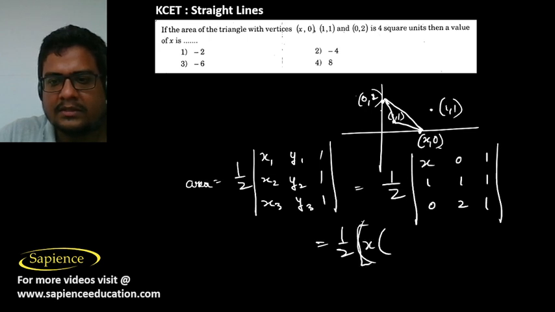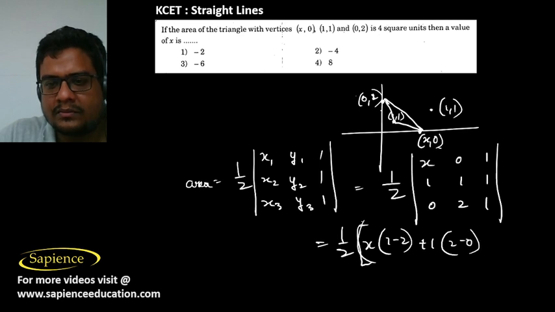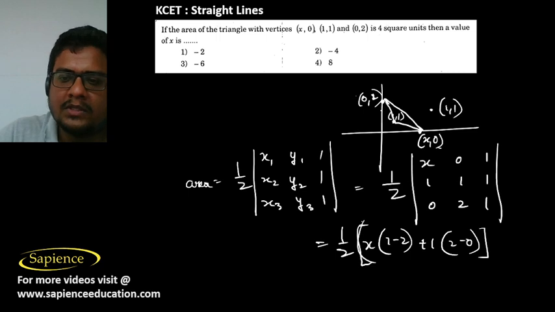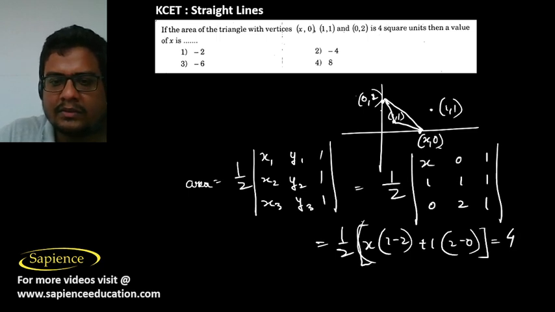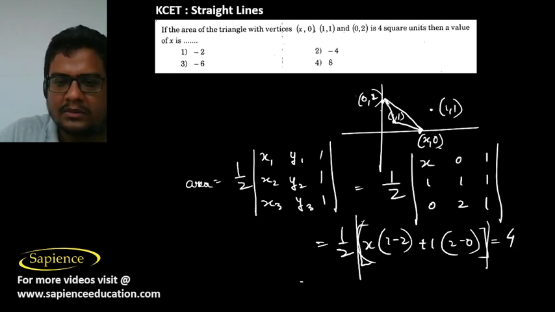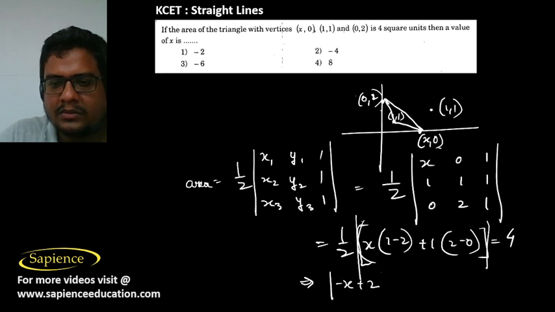I can tell x into (1 minus 2) plus 1 into (2 minus 0). That is equal to 4. So actually we have to take the mod of this. Therefore this will be mod of minus x plus 2 equal to 8. Therefore mod of x minus 2 is 8.